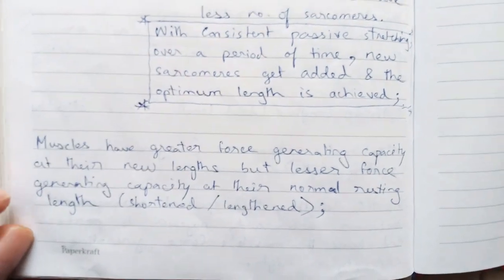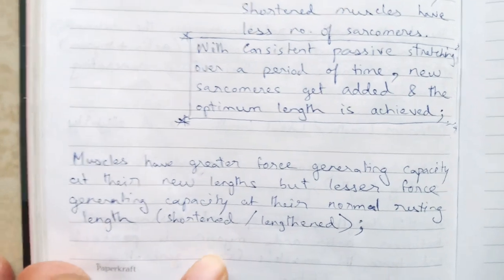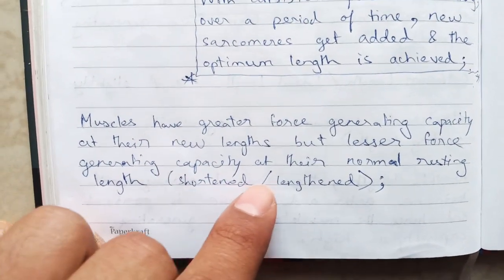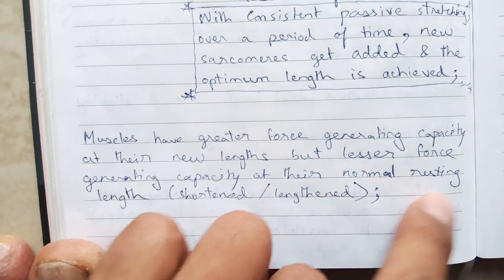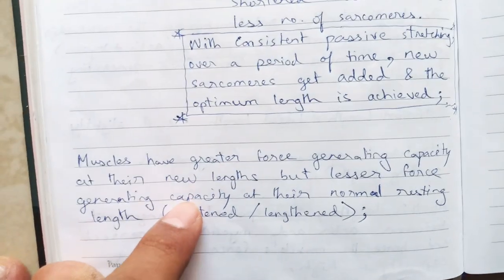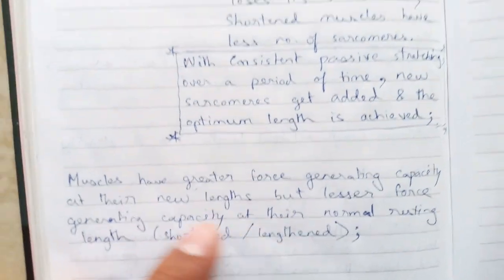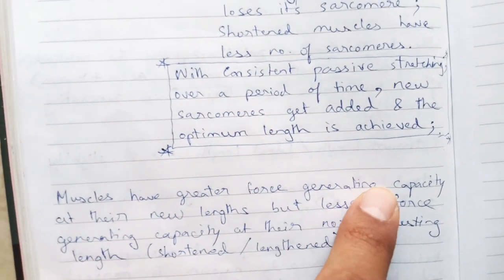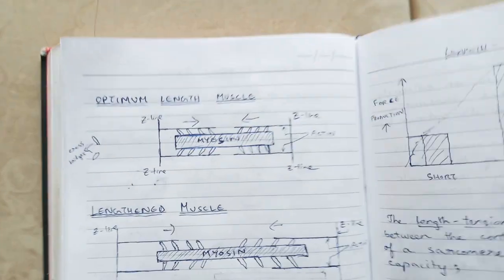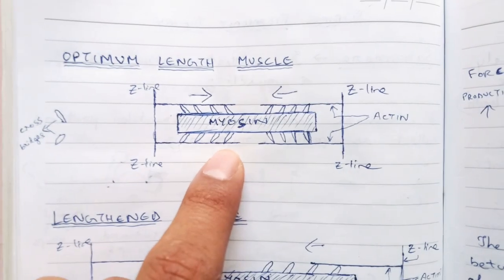Muscles have greater force generating capacity at their new lengths but lesser force generating capacity at their normal or resting length. If a person has a shortened muscle or a lengthened muscle, at their normal resting length they are not going to be able to produce a lot of force, but that same person, after doing some kind of stretching or strengthening based on what their condition is, will have greater force generating capacity at this new length. This new length they are talking about is the optimum length, which is this. So we need to bring the muscle to this place, in this way.